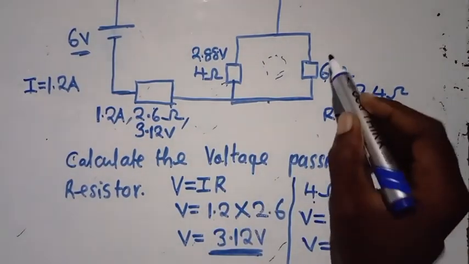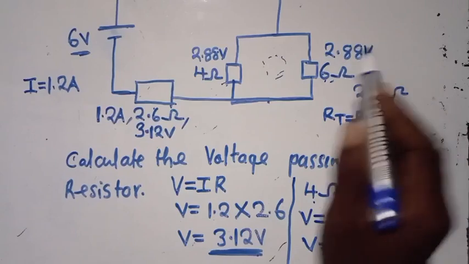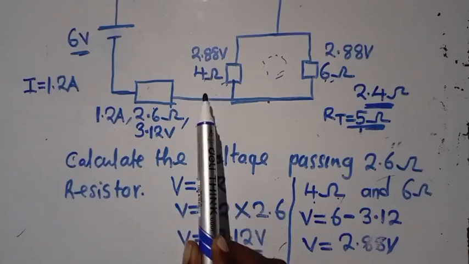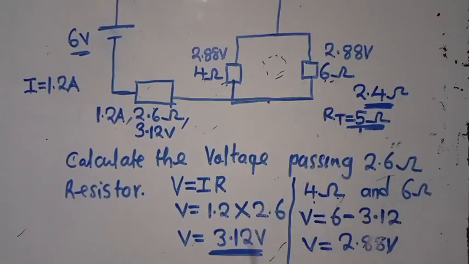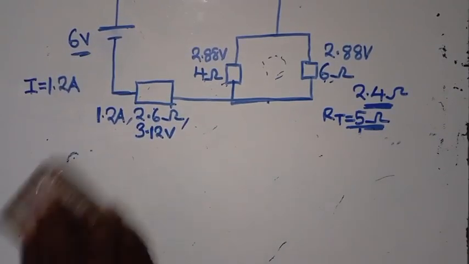And the same voltage, 2.88 volts, is passing through the other resistor as well. So the voltage that is passing through each of them, you already have. These are some of the things that you need to get and understand. The same way I'm answering them, this is how you are supposed to answer.